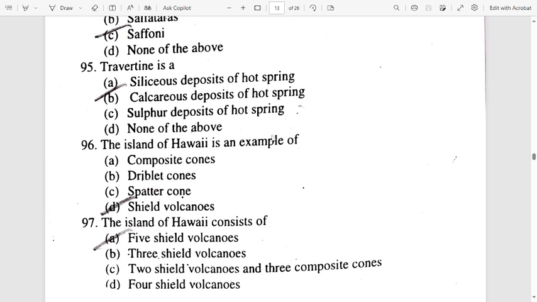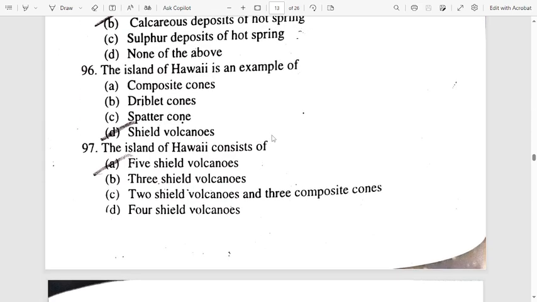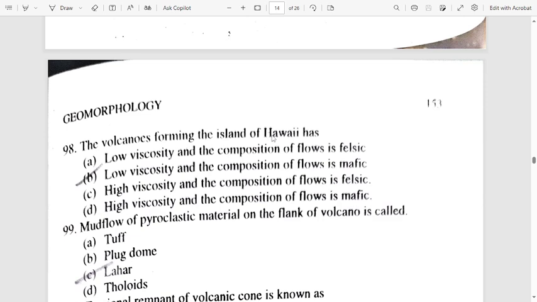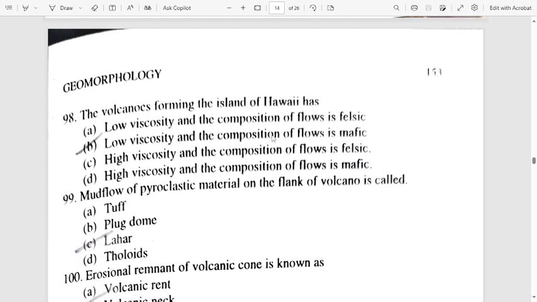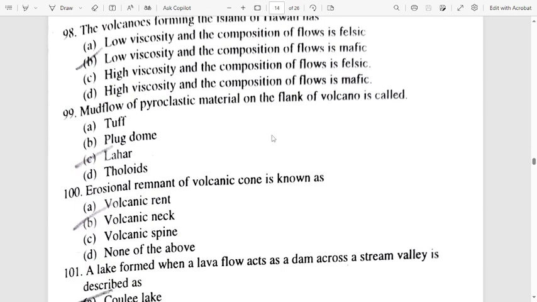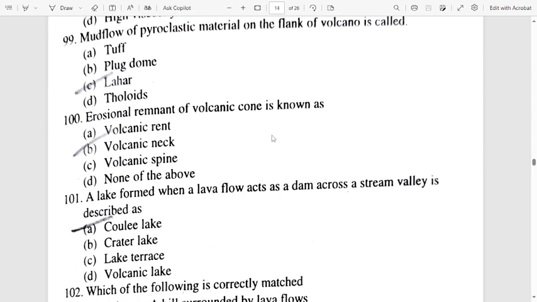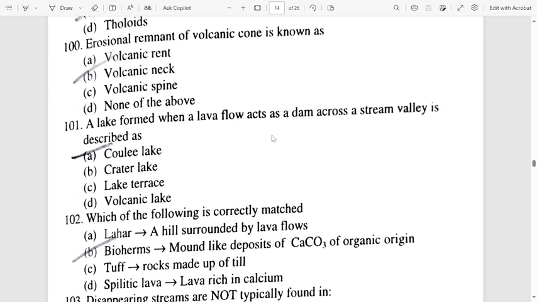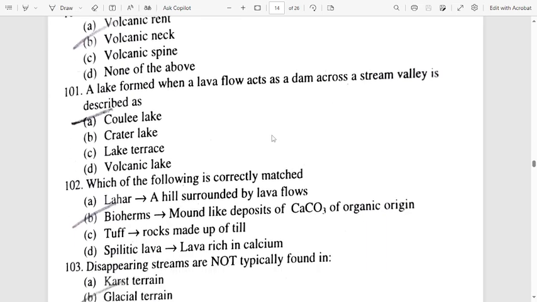The island of Hawaii is an example of shield volcano. The island of Hawaii consists of 5 shield volcanoes. The volcanoes forming the island of Hawaii have low viscosity and composition of flows is mafic. Mud flow of pyroclastic material on the flank of volcano is called lahar. Erosional remnant of volcanic cone is known as volcanic neck. A lake formed when a lava flow acts as a dam across a stream valley is described as a lava-dammed lake.